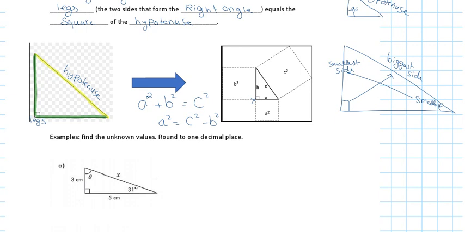Okay, now what if I know a and I know c and I'm looking for b? So I'm looking for b. What would the formula be? So c squared subtract a squared. Okay, because I'm going to bring the a squared over here. So it's just a matter of knowing which sides you know and which sides you're looking for.